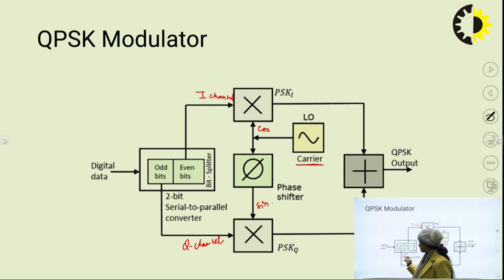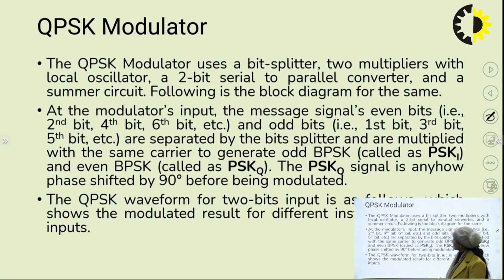So in the beginning, I'm using a bit splitter, right? That will be converting my bits from serial to parallel. Even bit goes to the I channel, odd bit goes to the Q channel. And as I know that this kind of product modulator will be generating binary phase shift keying, I can assume that two BPSK signals are generated at the I channel and Q channel, and finally these two are combined here and we get the output, right? Let's see. The QPSK modulator uses a bit splitter.